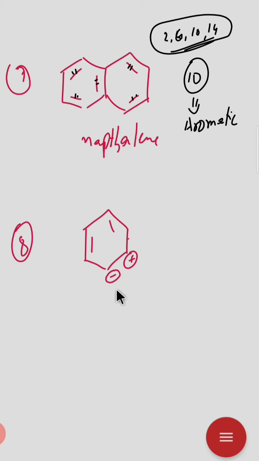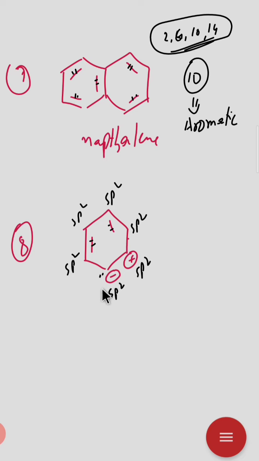Let us check this compound. This is an sp2 hybridized carbocation. This carbanion is also sp2 hybridized because it is attached to an sp2 hybridized carbon atom. So this will be sp2 hybridized, and this will be sp2 hybridized. All the atoms in this ring are sp2 hybridized. So let us count pi electrons: 2, 3, 4, and this carbanion contains 2 electrons.